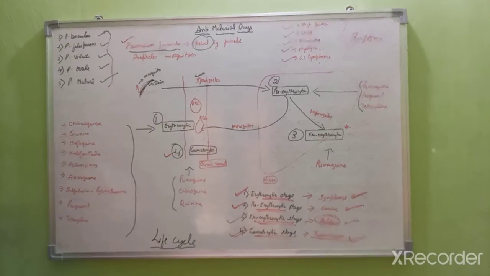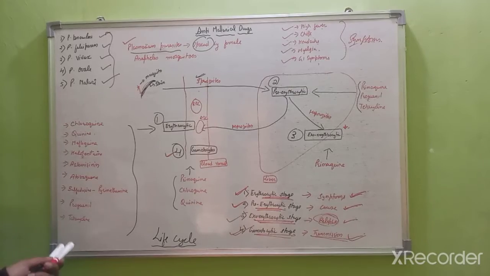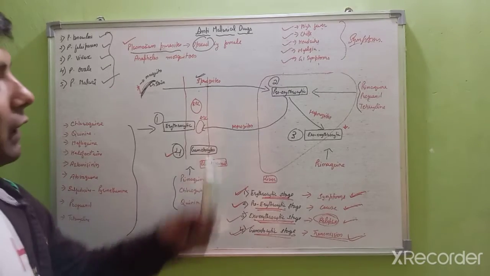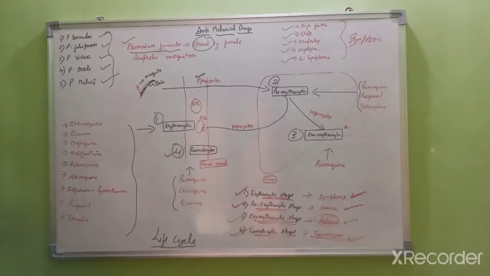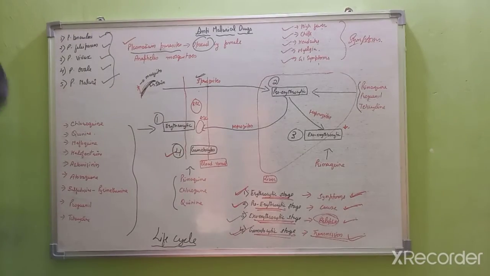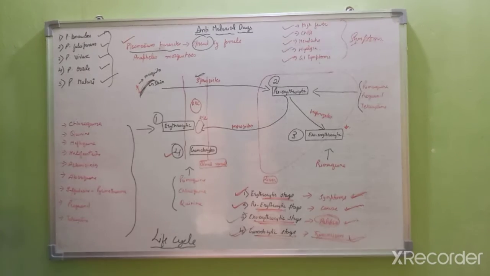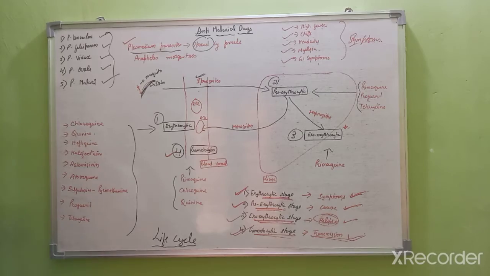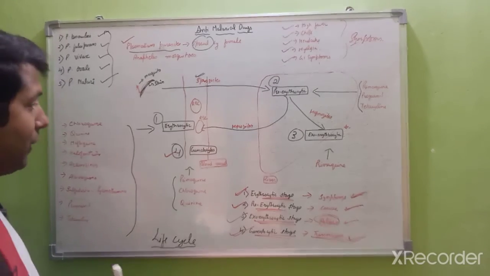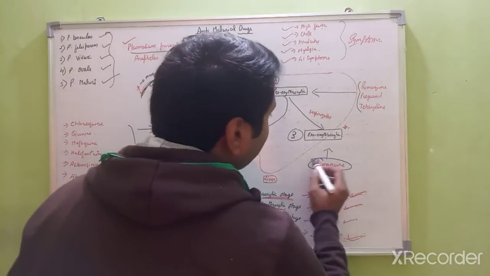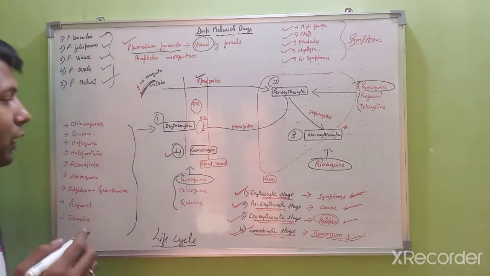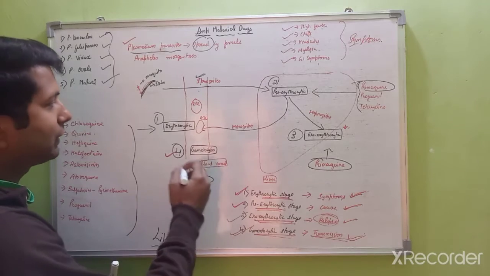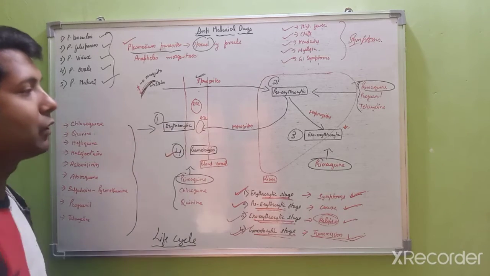These are the drugs which are written in red. If we target these four stages, then we can cure malaria. There is one drug, primaquine. It will act on all the stages, but not on the erythrocytic stage. So remember, guys, this is primaquine. It acts on the other three stages, but not on the erythrocytic stage.